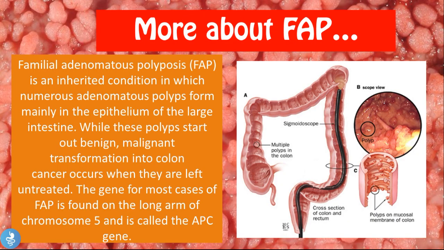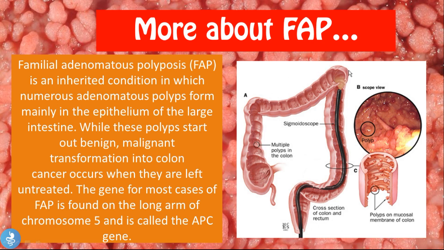So more about FAP. Familial adenomatous polyposis is an inherited condition in which numerous adenomatous polyps form mainly in the epithelium of the large intestine. While these polyps start out benign, malignant transformation into colon cancer occurs when they are left untreated. The gene for most cases of FAP is found on the long arm of chromosome 5 and is called the APC gene. Just before we get into the details of the genetics behind the disease, I want to point out what FAP looks like.